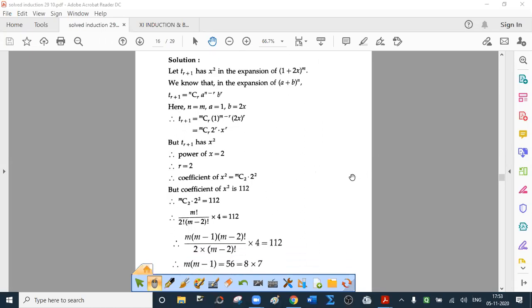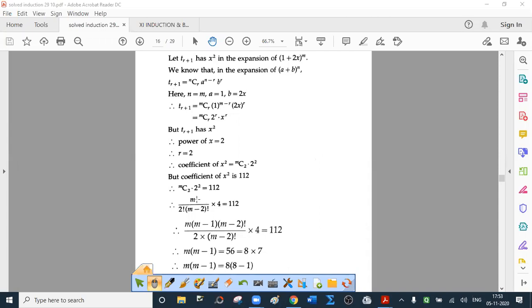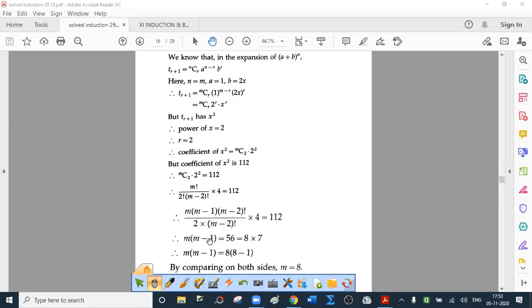Now it is mC2 = m! upon 2! into (m-2)!. Factorial of greater is factorial of smaller; go on adding 1 until you get the greater. Simple. So (m-2)! gets cancelled. So m into (m-1) is 112 into 2 upon 4, that is 56. It is written as 8 into 7. Usually we write this as (m-1) first and then m, so that we can argue that this is the product of consecutive natural numbers. So we express 56 in that fashion only, 7 into 8. But here numbers are written in decreasing order. So m minus 1, so 8 into 7. So m must be equal to 8.